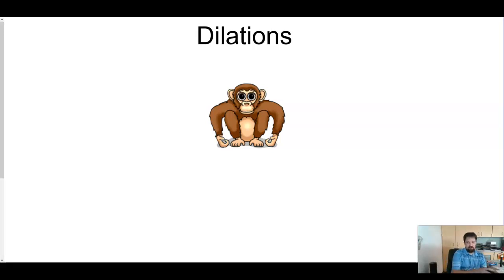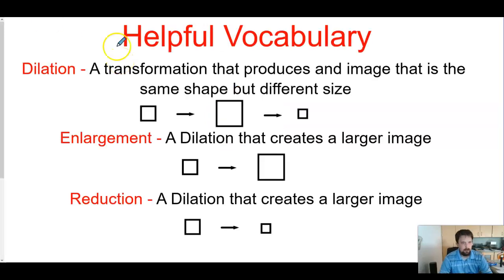Dilations. So this is the beginning of a new unit. So here is some helpful vocabulary. A dilation is a transformation that produces an image that is the same shape but different size. So it can be either bigger or smaller.